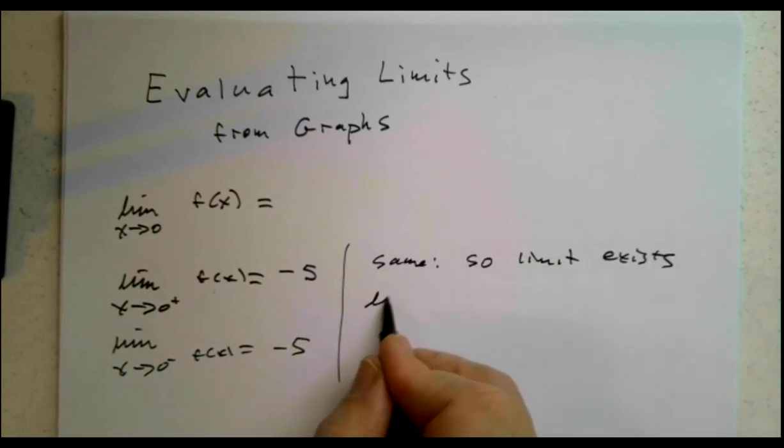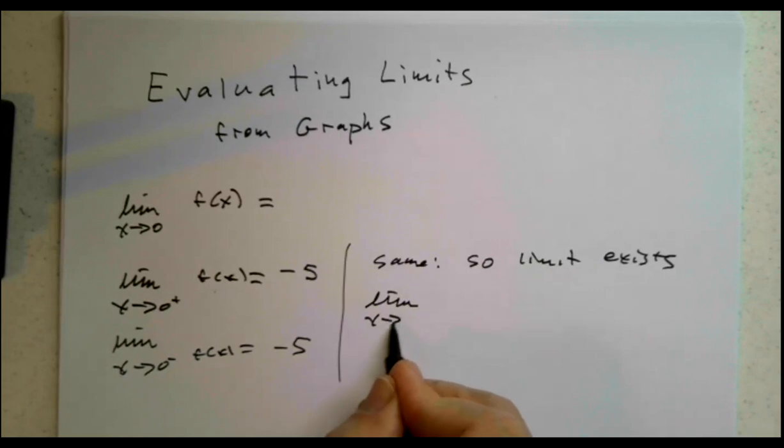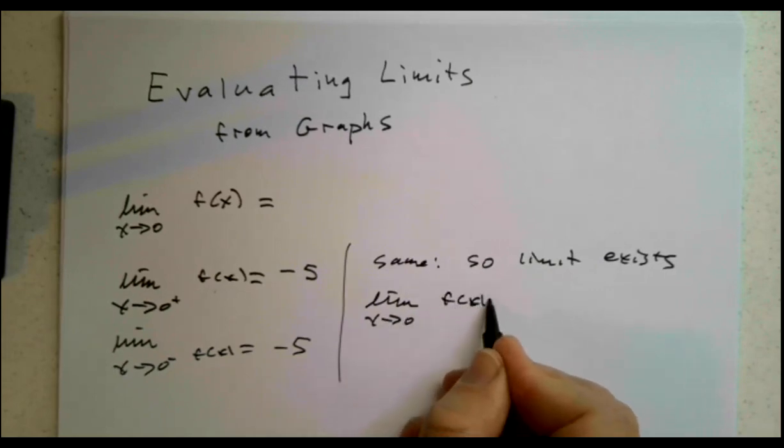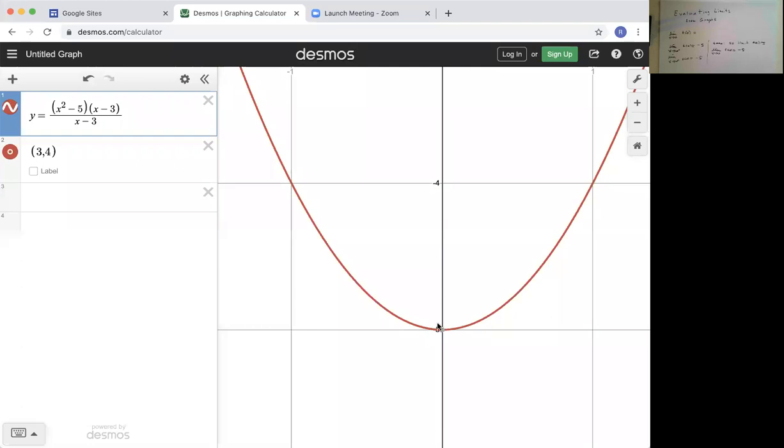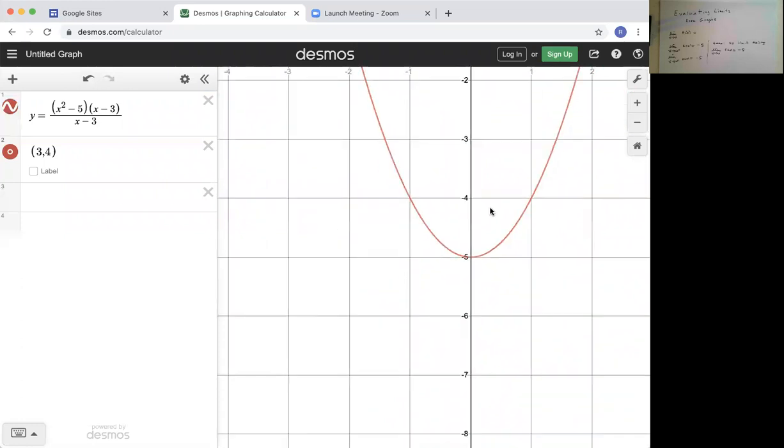And what do we say? The limit as x approaches 0 of f of x seems to be -5. Now you'll notice I could have just plugged 0 into the function, right? If I plug 0 into the function, it lands at -5. So in this case, the value of the limit and the value of the function are the same. So f of 0 is -5 according to this. So that tells us something about the continuity of this function.